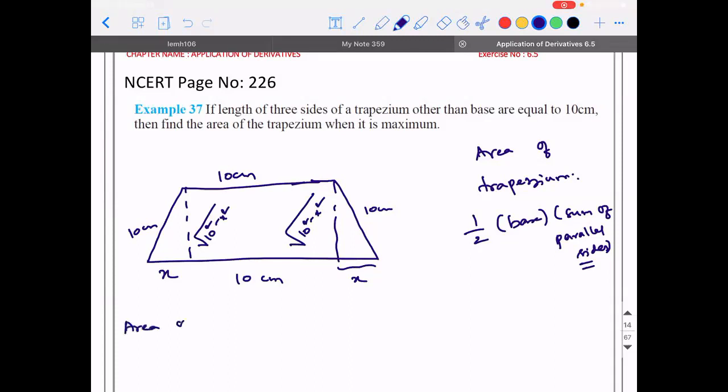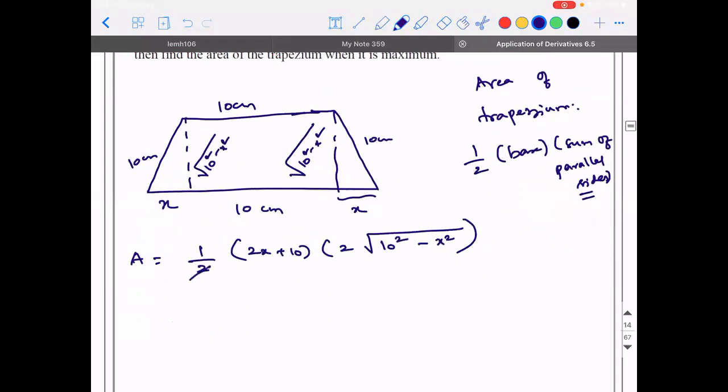So what is the area of trapezium, guys? Half into the sum of 20 plus 2x into the height, half into 2x plus 10 into 2 root of 10 square minus x square. This 2 and 2 will get cancelled. Now again, area is a function of one variable. So what is area? 2x plus 10 into root of 10 square minus x square.